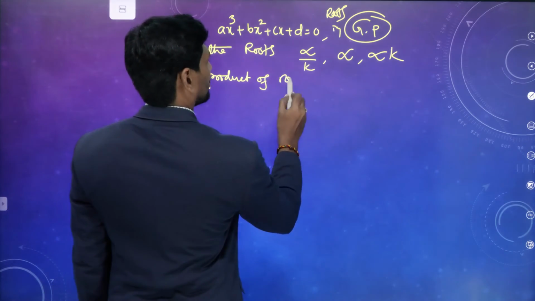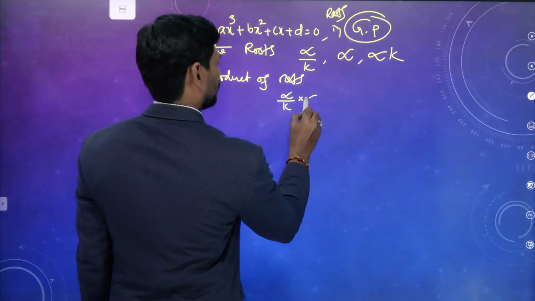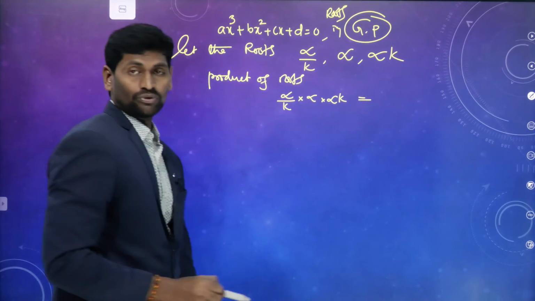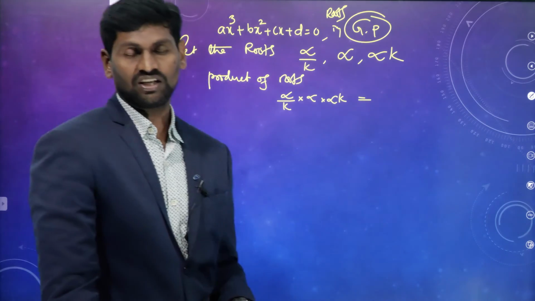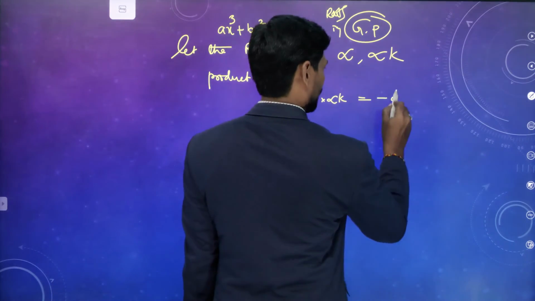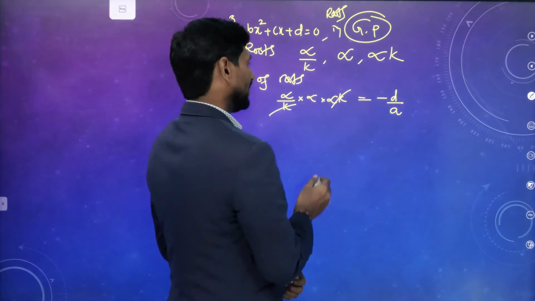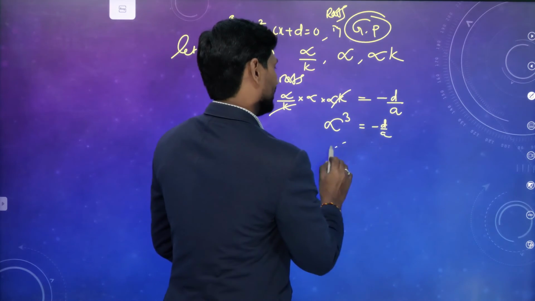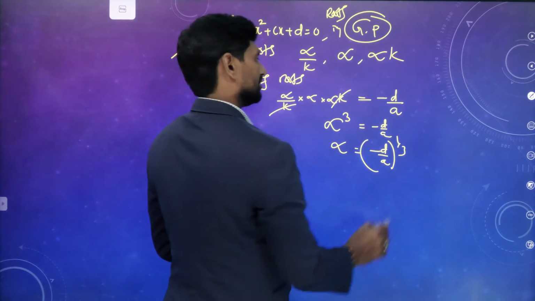So product of roots equals alpha by k into alpha into alpha k. Sum of roots is minus b by a, sum of the product of roots is c by a, product of roots is minus d by a. Cancellation gives alpha cube, and the alpha cube value is minus d by a. So alpha equals minus d by a whole to the power of 1 by 3.